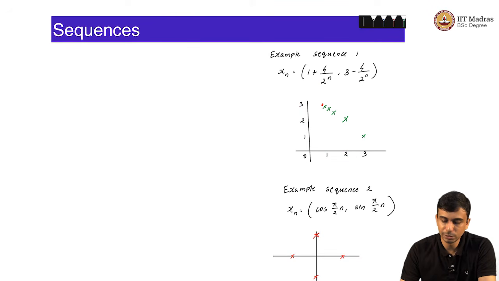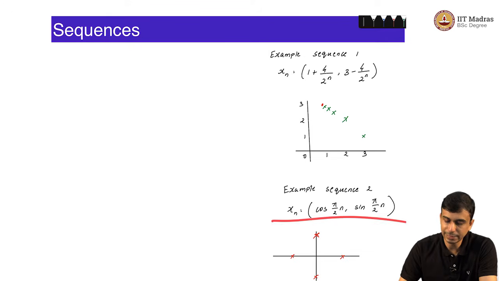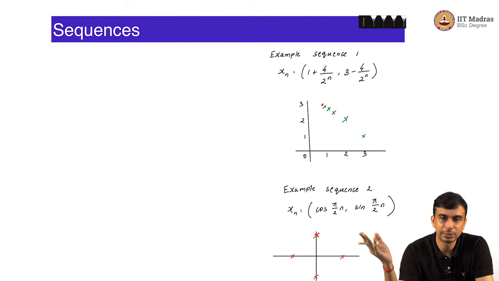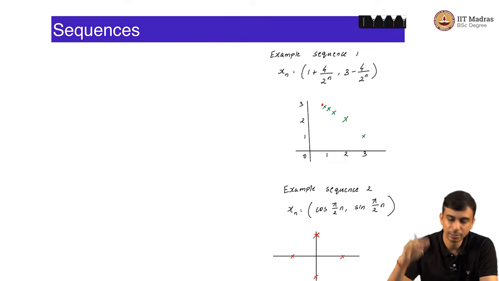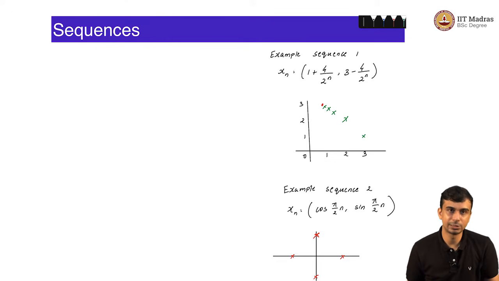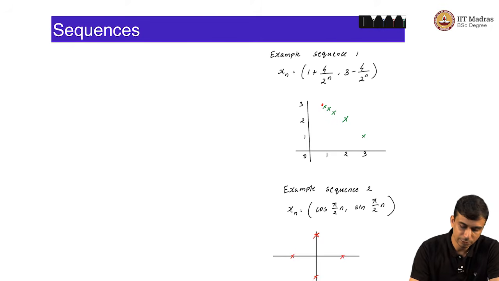So the first sequence, as n increases, you have your xn be a constant, but in the second sequence, as n increases, it does not seem to stay still, it keeps on moving. So this gives us the first important definition of a sequence, which is convergence or limit.